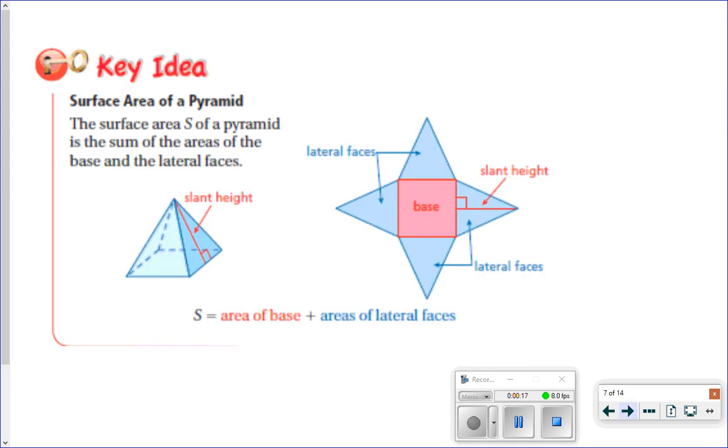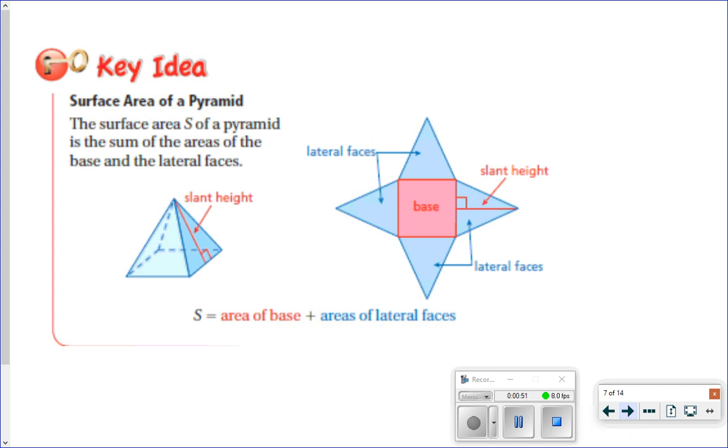So the key idea here, surface area of a pyramid, is similar to what we did for prisms. You take a look at the net. There's a picture here of a square pyramid, which has a square base and 4 triangles. Because the base is a regular polygon, that means all the sides are the same. That means all the triangles on our shape are going to be the same as well. So we're going to find the area of the base, that's the square. We're going to find the area of one triangle and then times it by 4 because there are 4 of them. And then we're going to add them all together.